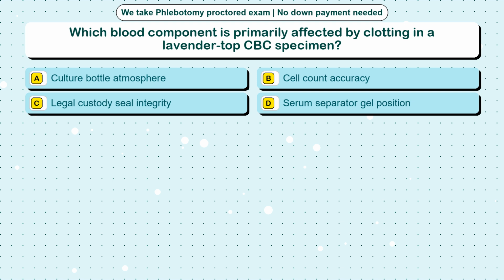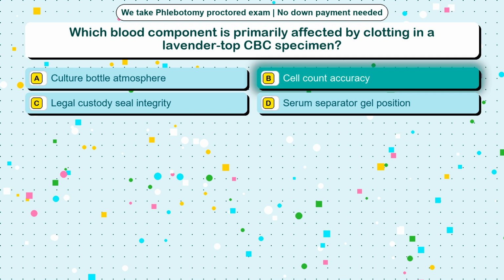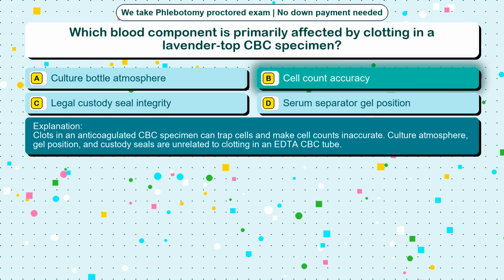Question 34. Which blood component is primarily affected by clotting in a lavender top CBC specimen? Option A. Culture bottle atmosphere. Option B. Cell count accuracy. Option C. Legal custody seal integrity. Option D. Serum separator gel position. The correct answer is option B. Cell count accuracy. Clots in an anticoagulated CBC specimen can trap cells and make cell counts inaccurate. Culture atmosphere, gel position, and custody seals are unrelated to clotting in an EDTA CBC tube.